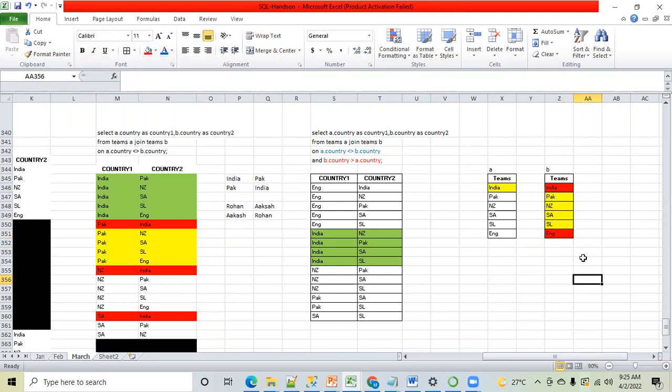Do you have India, England? Yes or no? Quickly. Yes. Where is that India, England? First row. This is England, India. Okay. India, England. Is it present here? This is not present here.